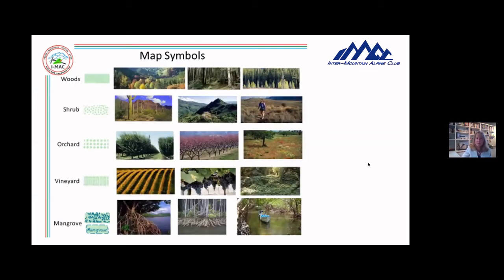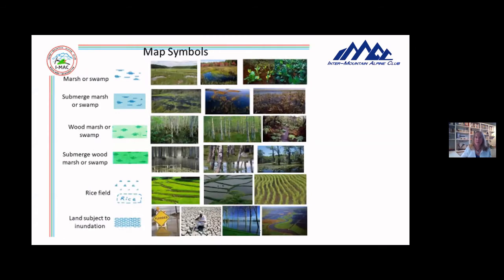These are map symbols. You'll have woods. One of the maps I have is the Glacier Peaks. Glaciers high in the sky. It's got very little here. It's brown, and then it's got green again. The green indicates woods. You've got shrubs, orchards, vineyards, mangroves. A lot of these you won't see on maps, like orchards or vineyards. It depends on where you're going or what kind of maps you get.